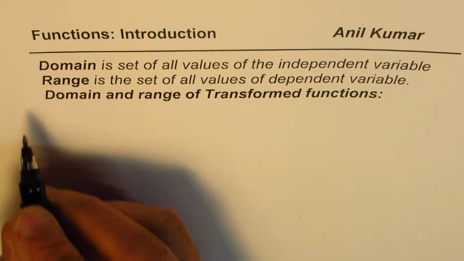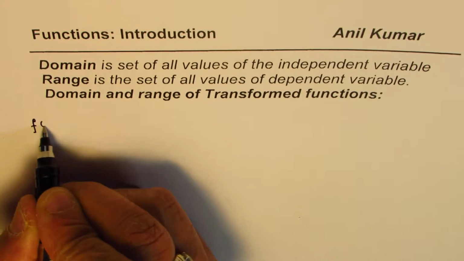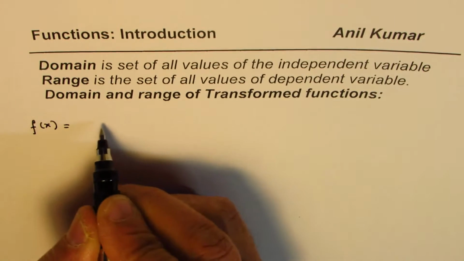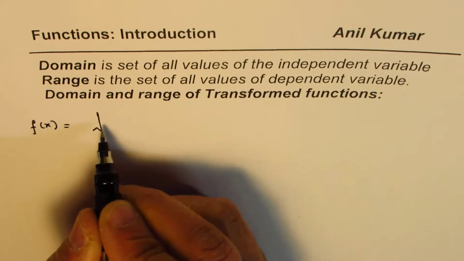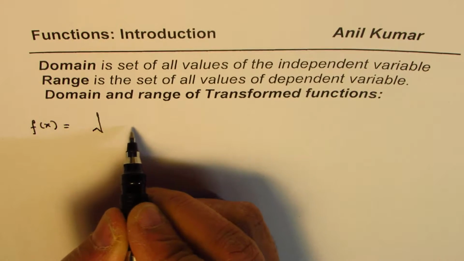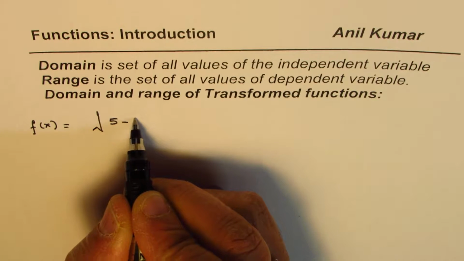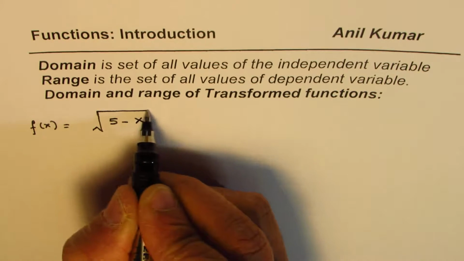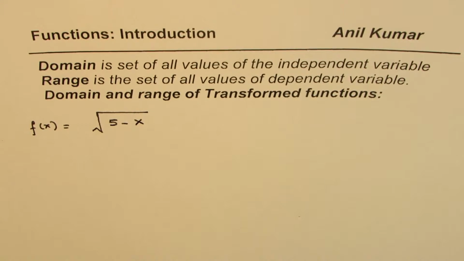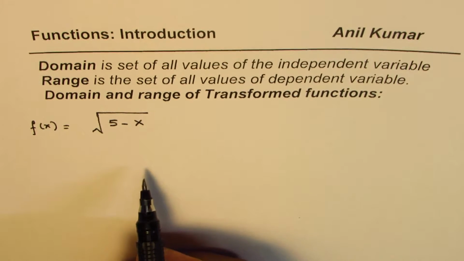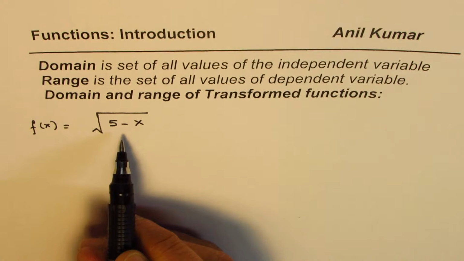So let me write down a few examples that are going to help us understand this. Let me start with the square root function. It is the most restricted of all, and let me write this function as square root of 5 minus x. Okay, so that is my function. We'll write the domain and range of this function. You can pause the video, answer the question, and then look into my suggestions. So that's one function which we'll consider.